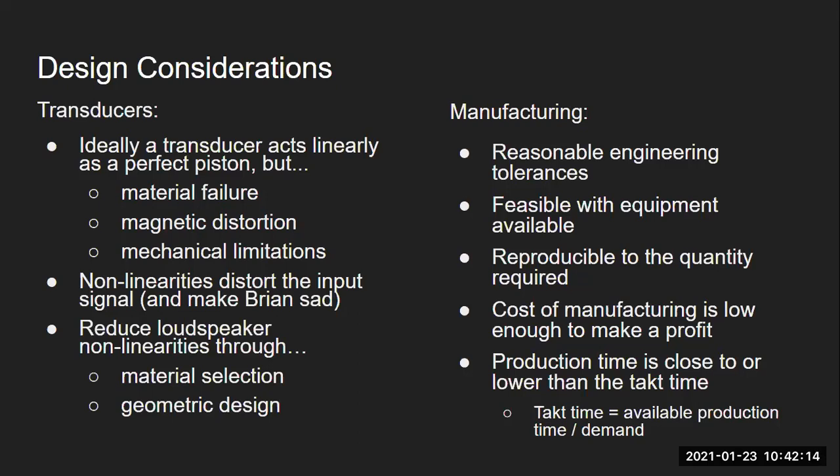Magnetic distortion: the fields are not perfect, so depending on the different types of magnets or different types of ferrous flux conductors used, they can introduce distortion that can result in audio distortion. And then there are general mechanical limitations, which are linked to material failure: your surround can only stretch so much. It's made out of rubber and it's limited by its geometry, same with the spider. That's what we're talking about when things are failing in a nonlinear fashion, and that results in a distorted signal.